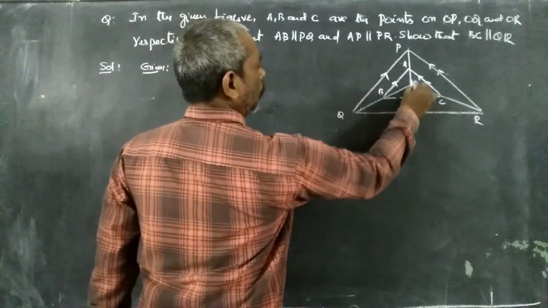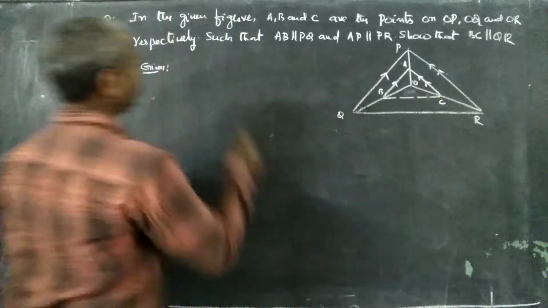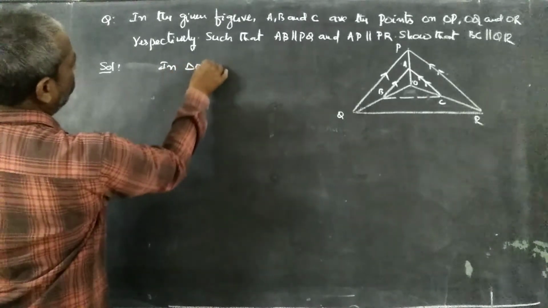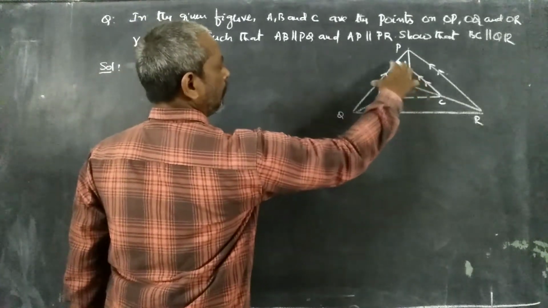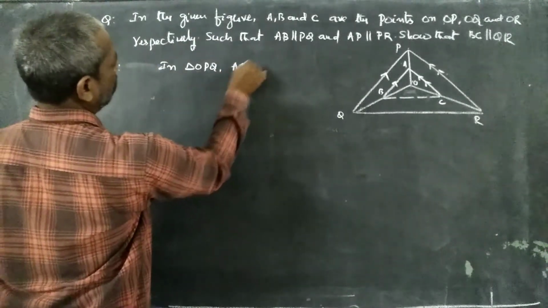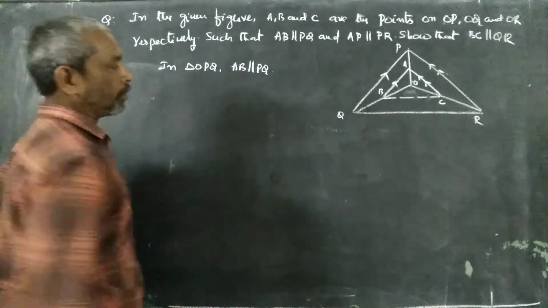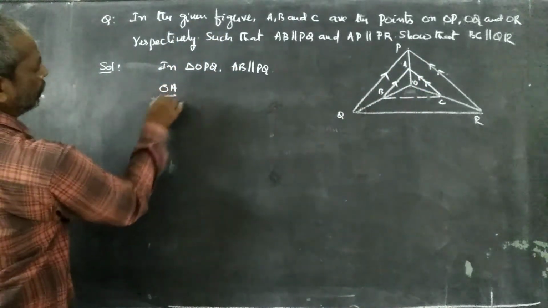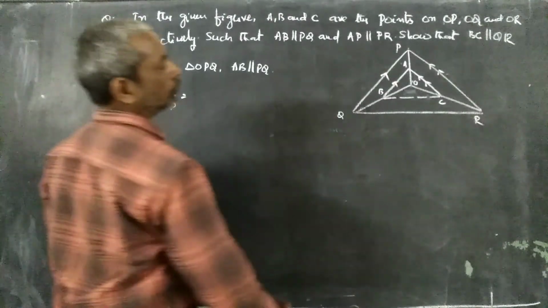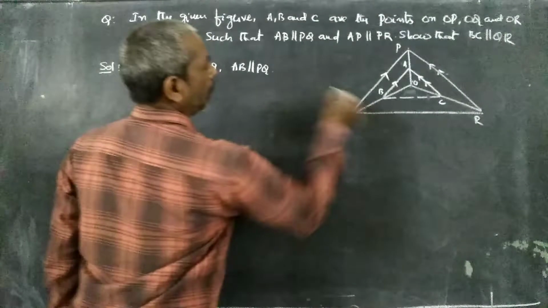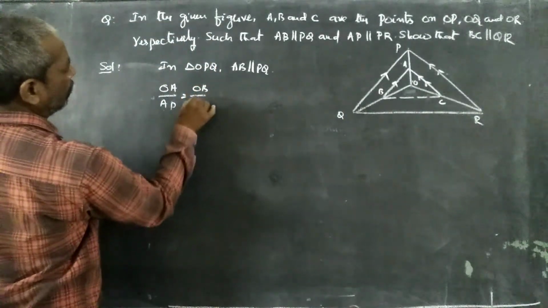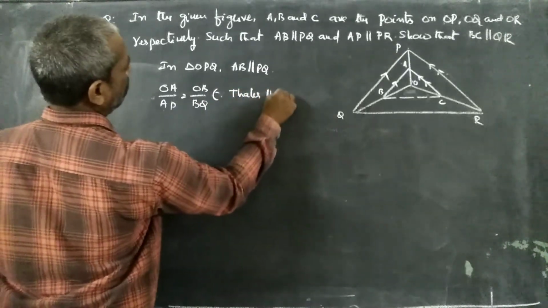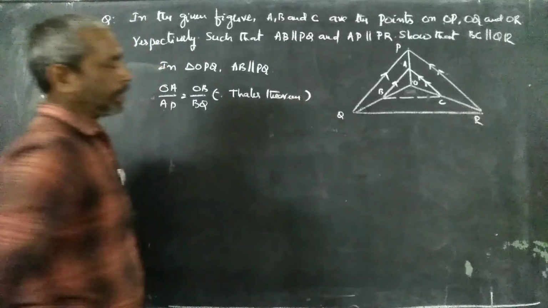So consider triangle OPQ. In triangle OPQ, AB is parallel to PQ. Therefore, OA by AP is equal to OB by BQ, since Thales theorem or basic proportionality theorem.